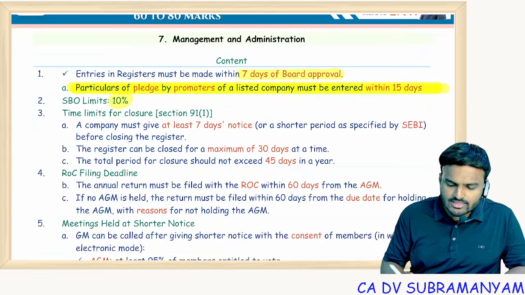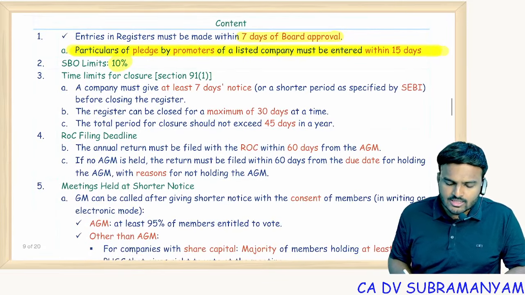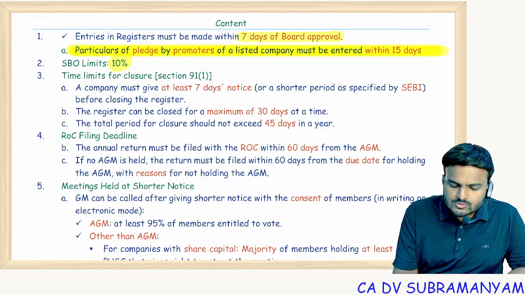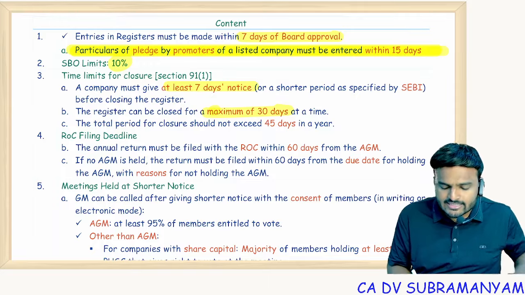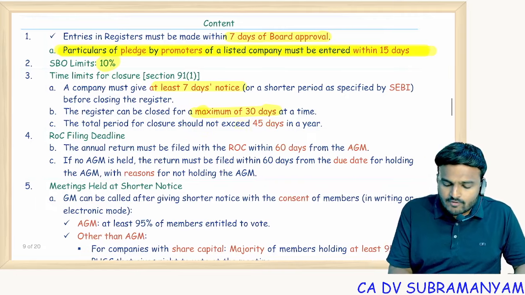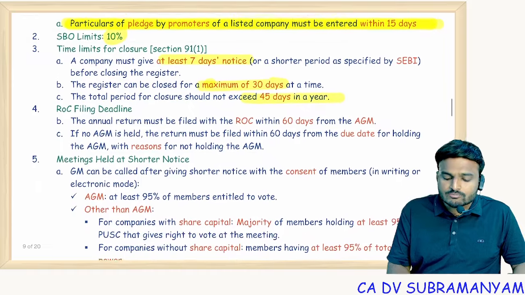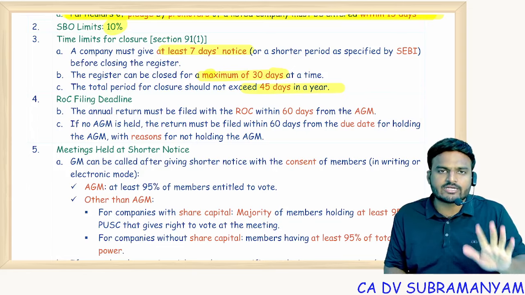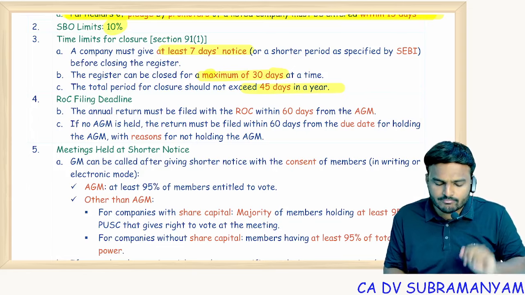Next one, let me see exceptional topics. Time limits for closure. A company must give 7 days notice for closure of the registers, and the registers can be closed for a maximum of 30 days at a time and 45 days during a year. Cumulative closure shall not exceed 45 days. One time closure should not exceed 30 days. That is a point you have to remember.